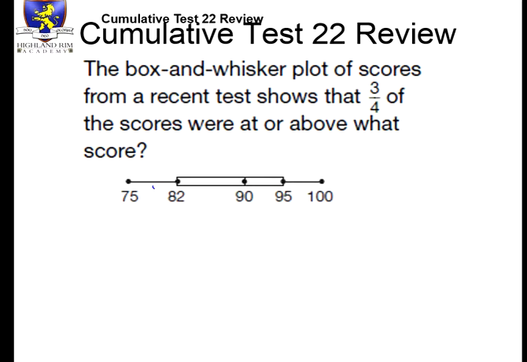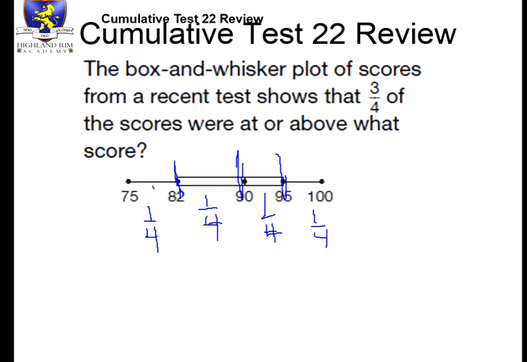So here's how we do with the box and whisker plot. Inside the box, here's your median. So here's 25% from the median to the upper end of the box, and from the median to the lower end of the box. So basically you have 1/4 of your data on this side of the box, and 1/4 of your data on this side of the median of the box, and then you have 1/4 between 95 and 100, and 1/4 between 75 and 82. So the question is, where 3/4 are above what score?